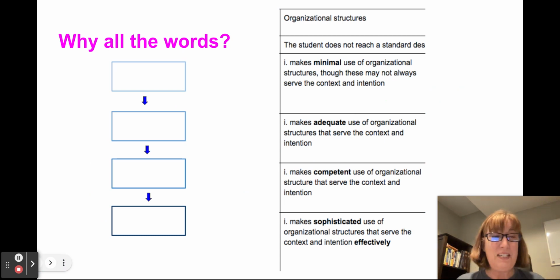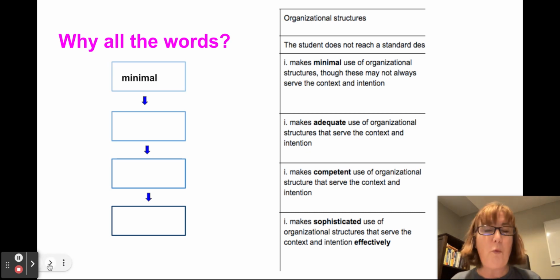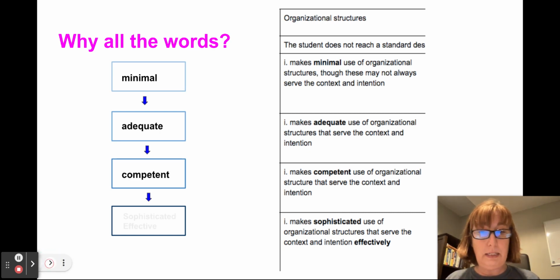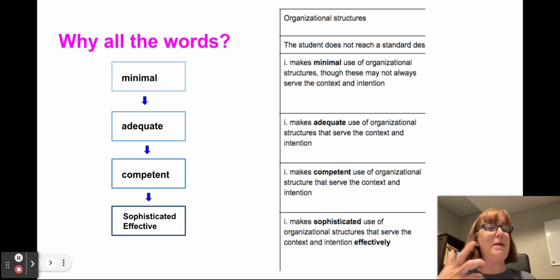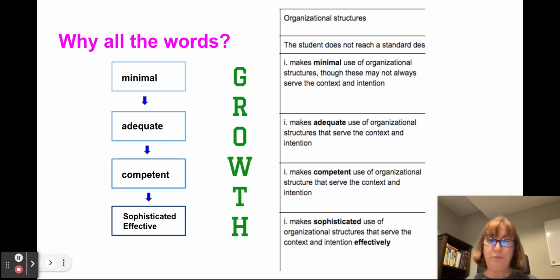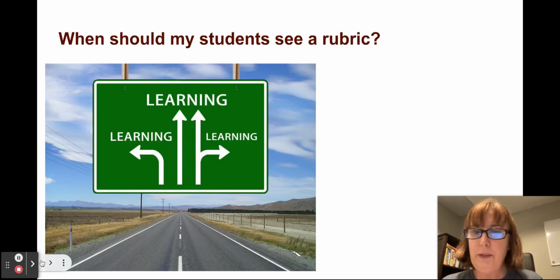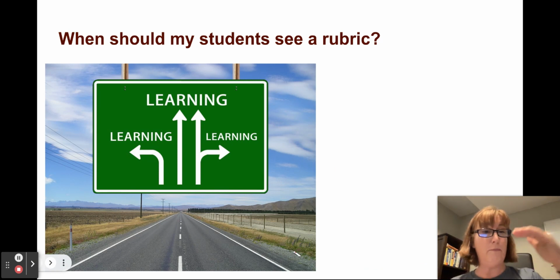All right. Now, sometimes we're intimidated by these rubrics because they are very wordy. But what we want to look at, especially on the rubrics that IB provides us with, is those bold words. And often those are either qualifying words like minimal, adequate, competent, and sophisticated or effective, or they might be what are called command terms. And we'll get into those in a different lesson. But those words really show us how students are growing. These rubrics can really be helpful and be a learning pathway for students so they know what is coming next.